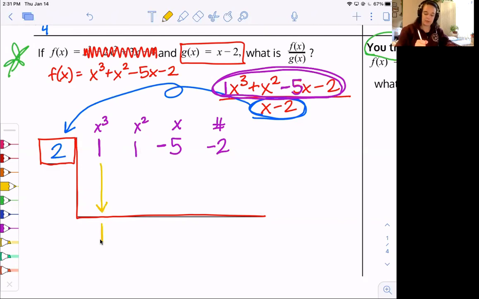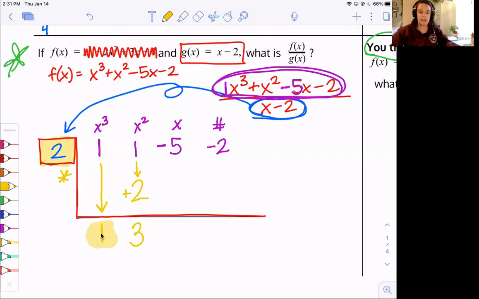The next thing that we're going to do is we're going to take the 1 and we're going to multiply it times this number here. We're going to multiply 1 times 2. That's going to give us 2. So I'm going to put a 2 right here. That is a +2. So I'm going to add 1 plus 2, and that's going to give me 3 right here. 3 right here.